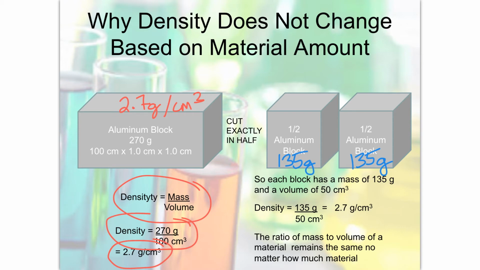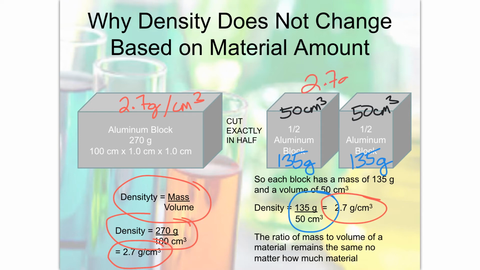And then what is my new volume? Well, the new volume is 50 cubic centimeters. And why is that? Well, it was 100 cubic centimeters, but I cut it in half. So the volume has to be in half too, because I cut it exactly in half. Right? So now I just take those values and I put them into the equation, and lo and behold, I get 2.7. So the answer is 2.7. And that's for both of these. Each one has a density of 2.7 because they're the same.